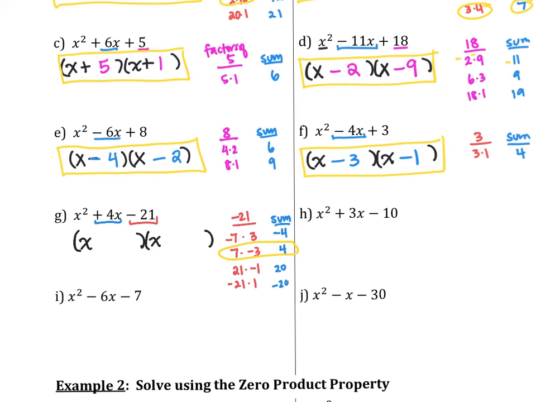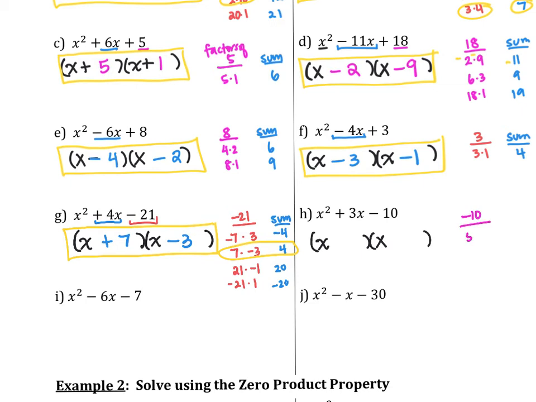Okay, so what was it? A positive 7 and a minus 3. And it doesn't matter which one goes where, but it does matter that the positive is with the 7 and the minus is with the 3. X. Okay, negative 10.